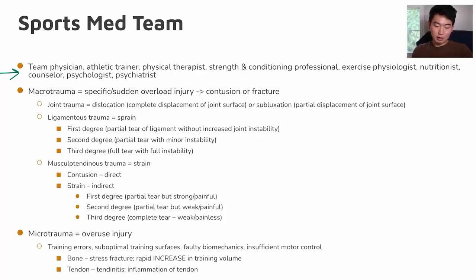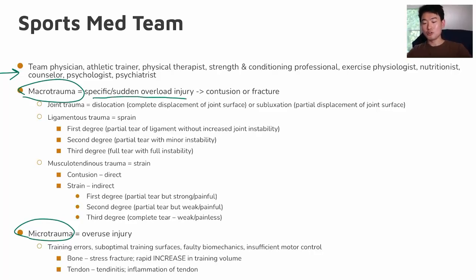And let's take a closer look at macro trauma versus micro trauma. So macro trauma is a specific or a sudden overload injury that causes a contusion or a fracture, for example. So looking at the joint trauma here, dislocation could happen, right? It's a complete displacement of joint surface, or subluxation, partial displacement of joint surface. So dislocation is more of a fracture, right? Versus subluxation is a partial displacement from the surface there.